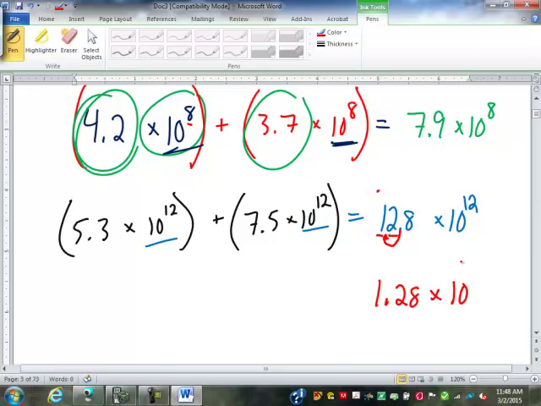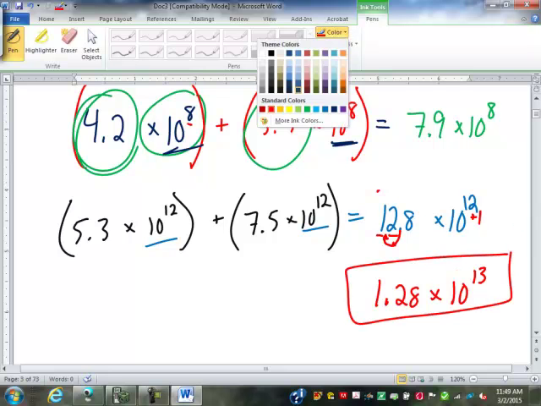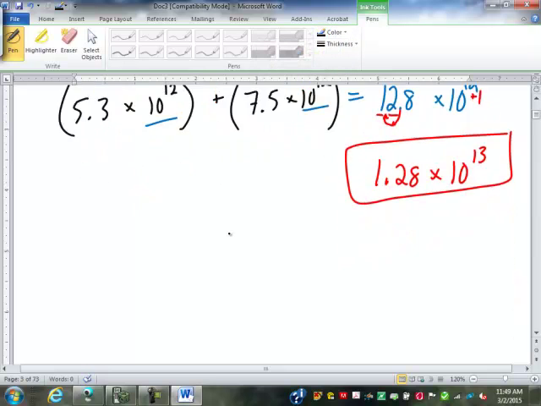Now, obviously, we have to adjust the power of 10. We move the decimal point 1 spot. We have to adjust the power of 10 by 1. The way I remember it is we made this number here smaller. The power of 10 has to get larger. So 12 plus 1 is 13. So 1.28 times 10 to the 13th. We have to be a little careful with that.